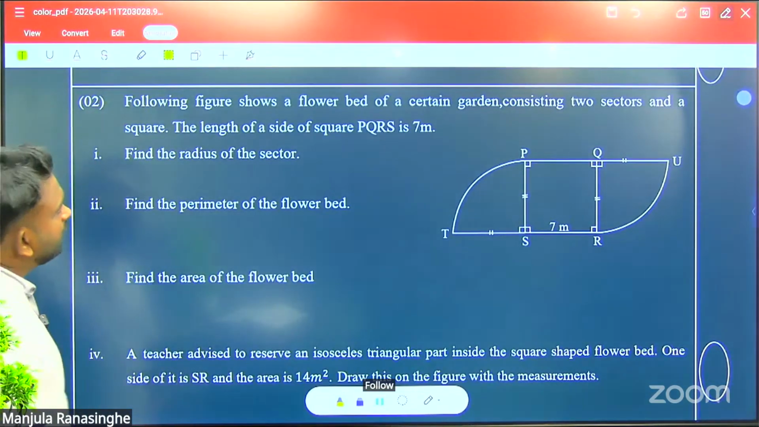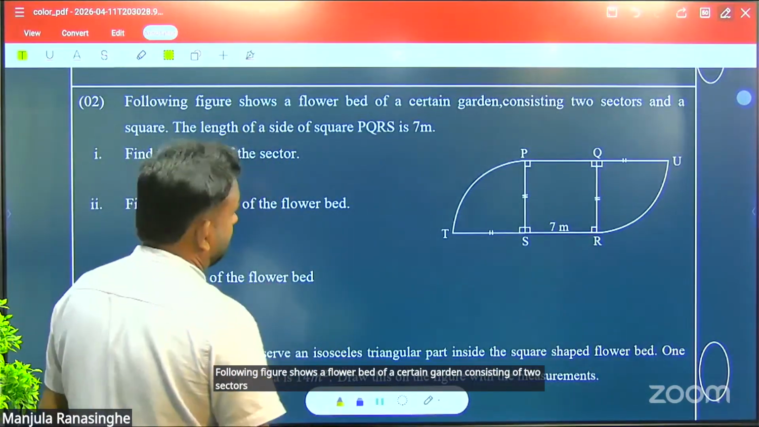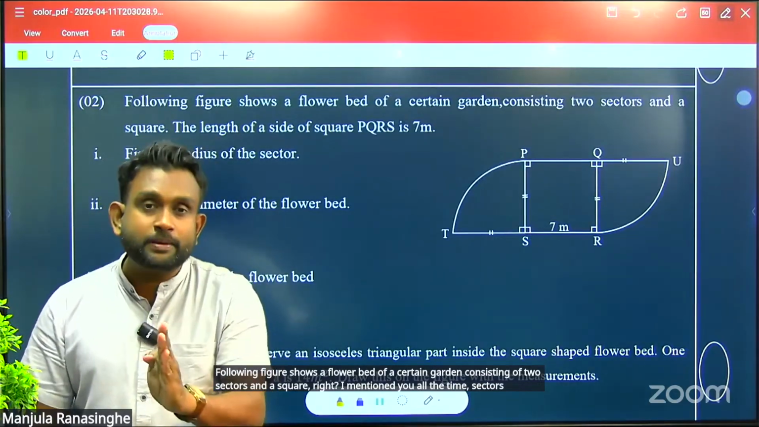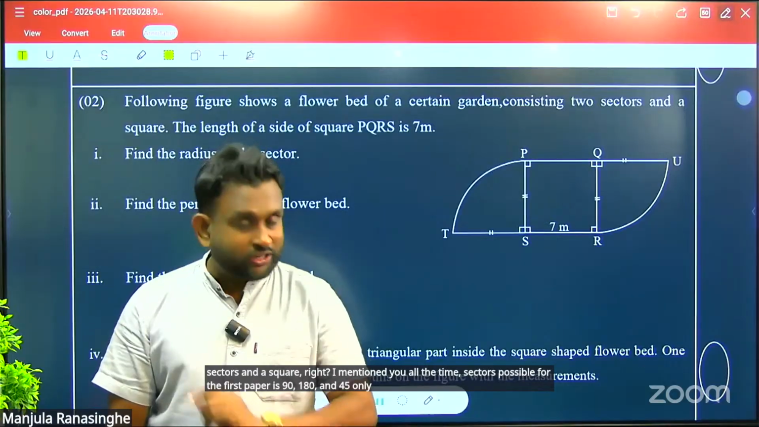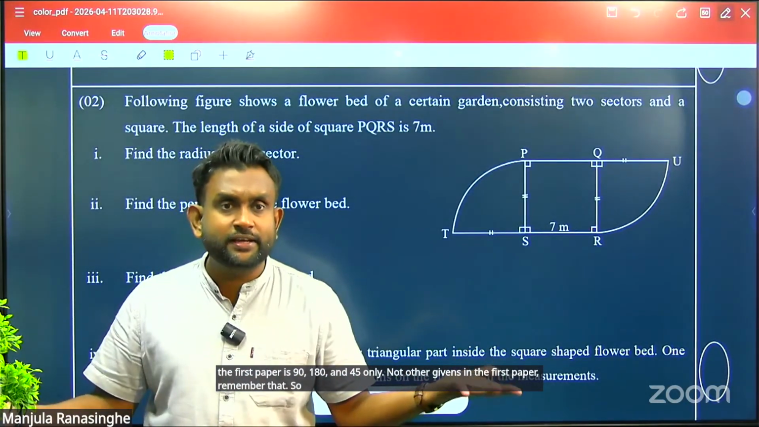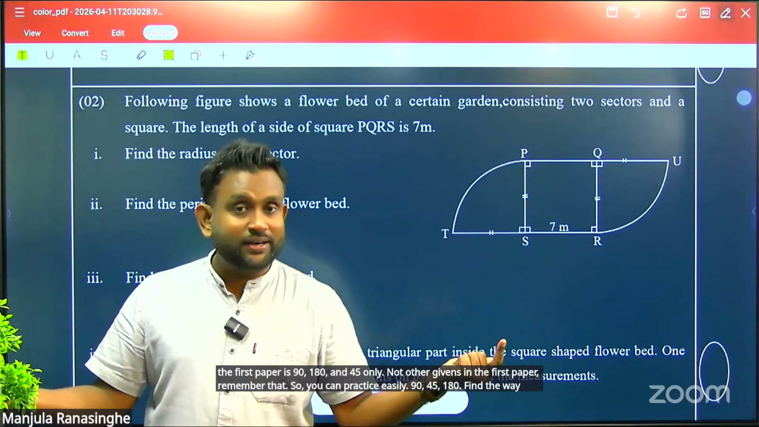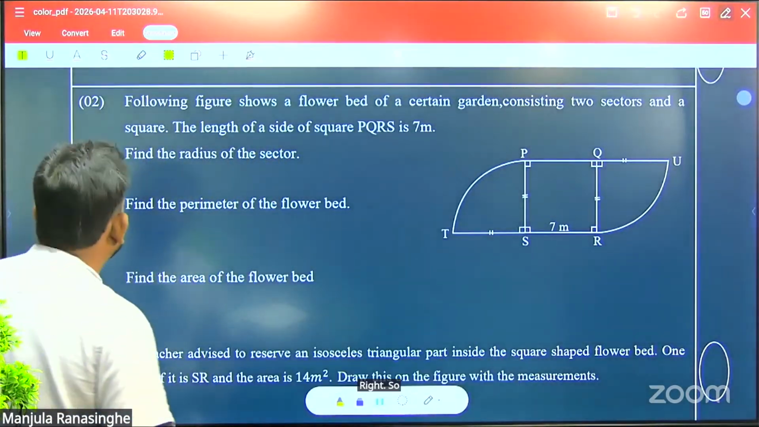The following figure shows a flower bed of a certain garden consisting of 2 sectors and a square, right? I mention to you all the time, the sectors possible for the first paper are 90, 180 and 45 only. Not other givens in the first paper, remember that. So you can practice easily 90, 45, 180. Find the way of finding the arc length and the area, that's all. Right. So now find the radius of the sector.